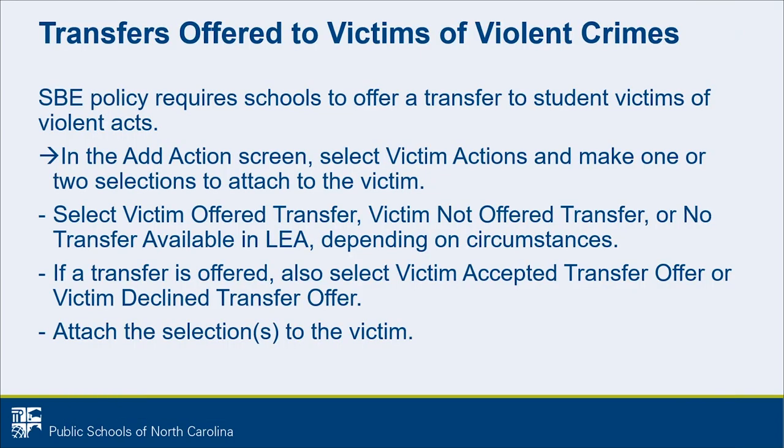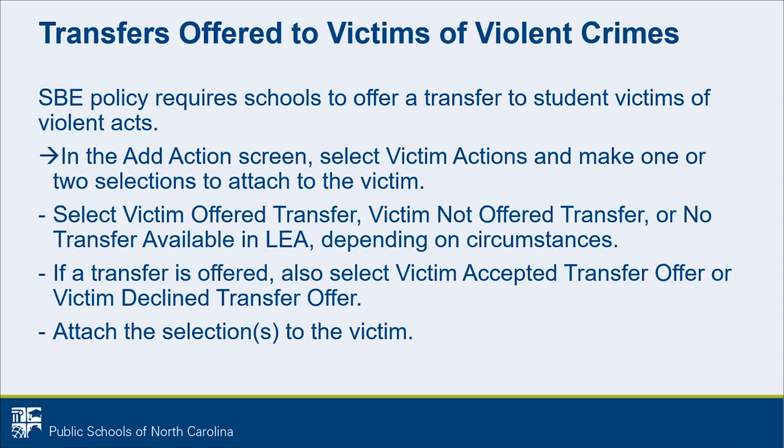So, SPE policy requires schools to offer transfer to student victims of violent acts. So you're going to go to the add action screen. You're going to select victim actions, and you're going to make one or two selections to attach to the victim. You'll either select that the victim was offered a transfer, it was not offered a transfer, or there was no transfer available in the LEA, depending on the circumstances.